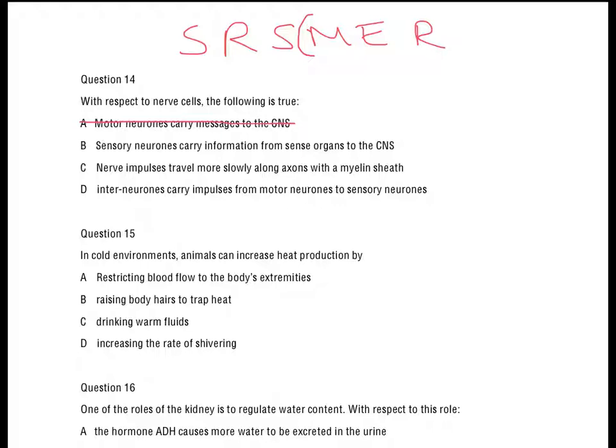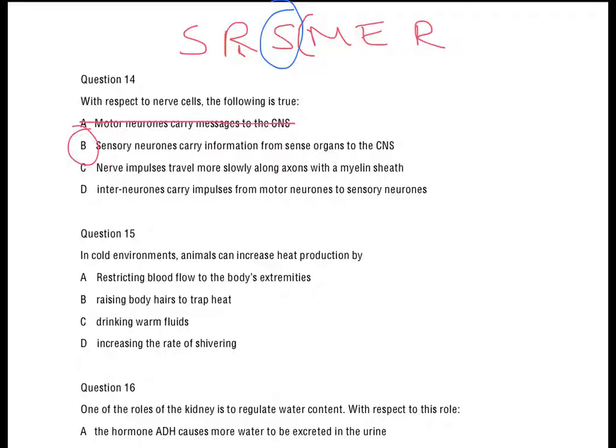So going back onto our sensory neurons carry information from the sense organs to the central nervous system. Well, let's have a look up here. So our sense organs are the receptor, and our central nervous system is here. And so in the middle, yes, we do have our sensory neuron. Okay, so that is actually the correct one for this one.